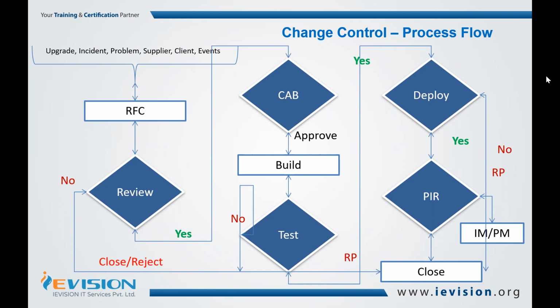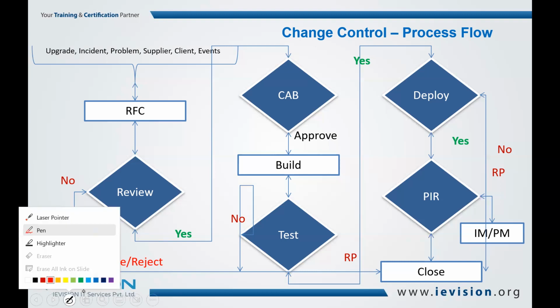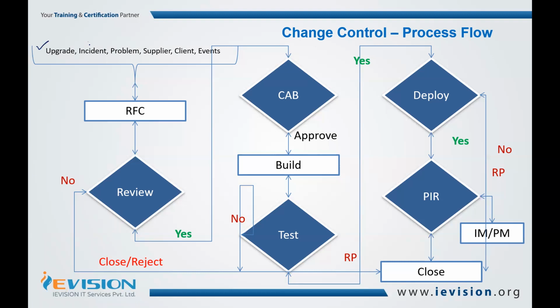Okay. Now, this flow says that you have the inputs coming from either an upgrade, incident, problem, supplier, client, or events. It can be any reason the change will come to IT. For example, you are changing or upgrading an application, or, to keep it very simple, you are upgrading the firmware on a firewall. It's one change, and this is a normal change.